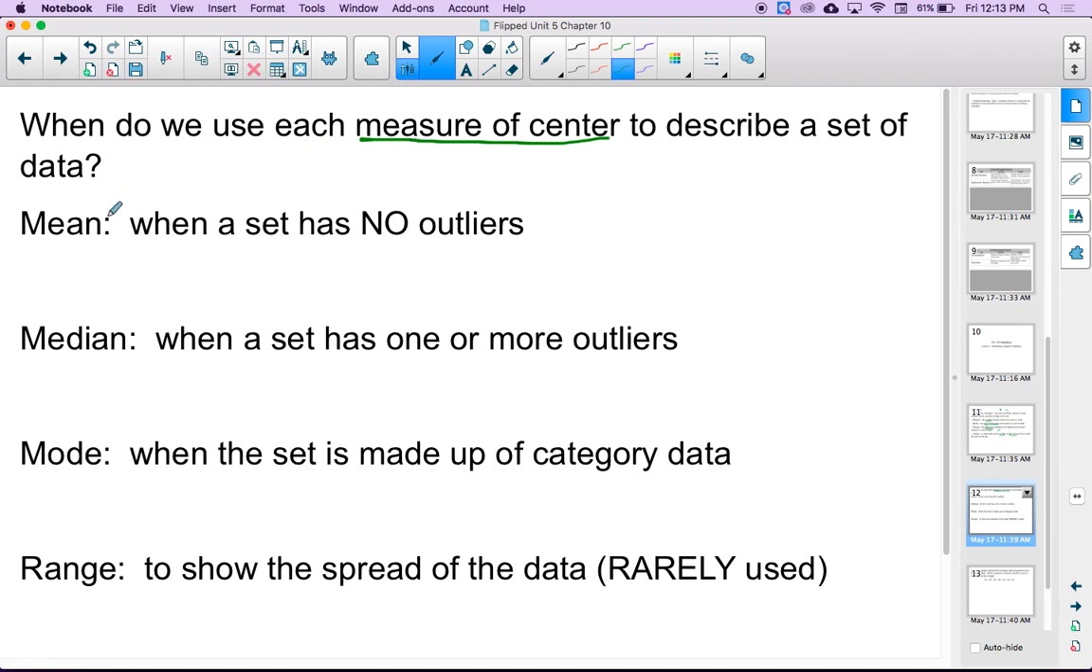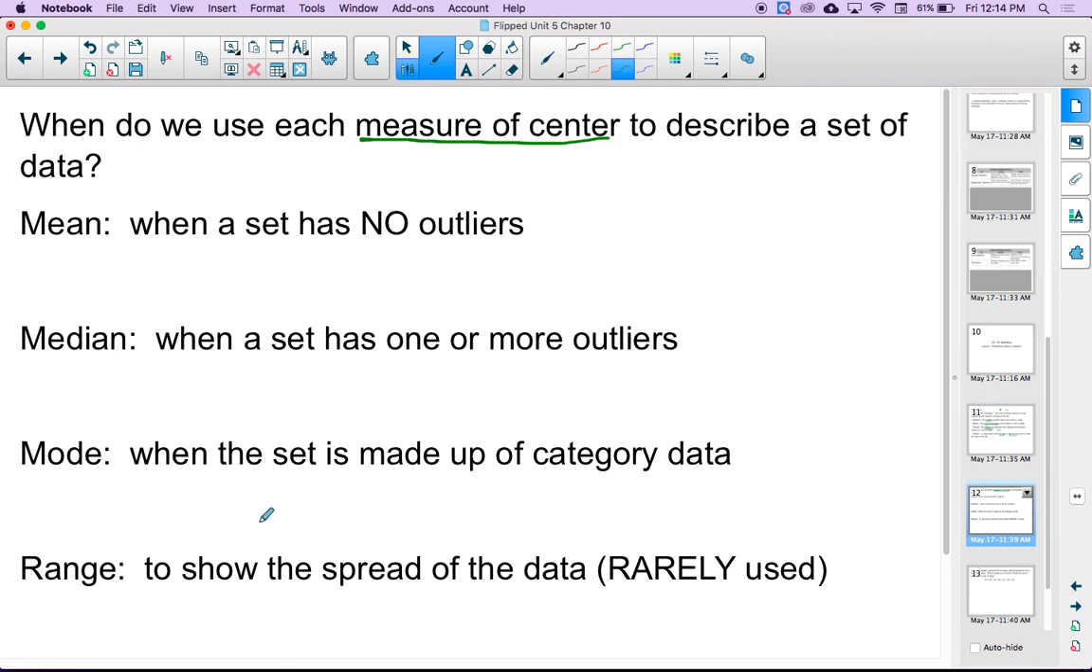So the mean is what we try to use as often as possible. We use the mean or the average to describe a set, but if there are outliers in the set, they mess with the mean. They make the mean too high or too low. So we use the mean only when a set has no outliers.